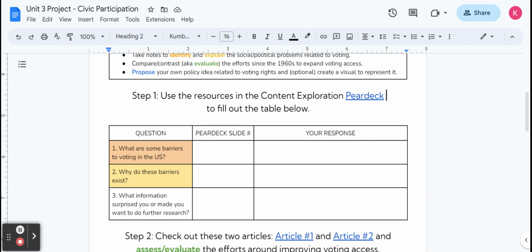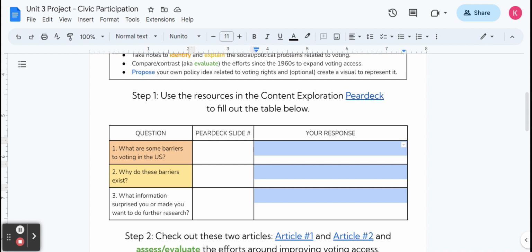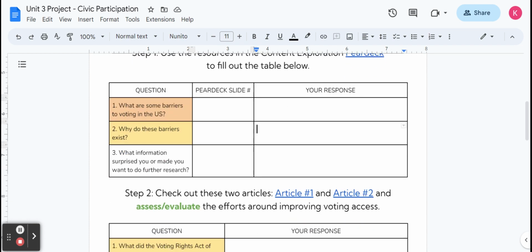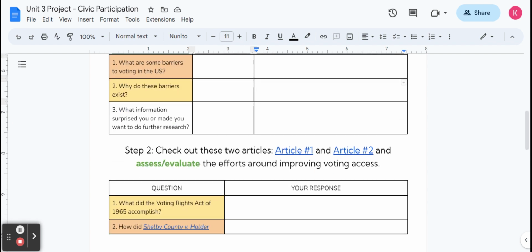Each Pear Deck slide has a number on it, so you can just cite your source using the number on the slide. You're welcome to use more than one slide to answer the questions and just put some bullet points here as you're looking through the resources. But that step is really to familiarize yourself with the issue and the history of voting access. And this last space is just a place to put any questions or thoughts on information that surprised you or made you want to learn more.